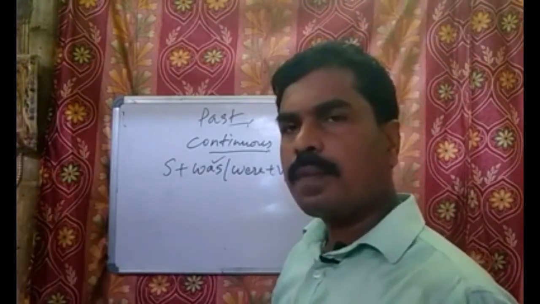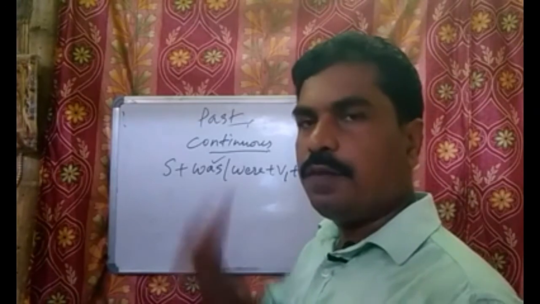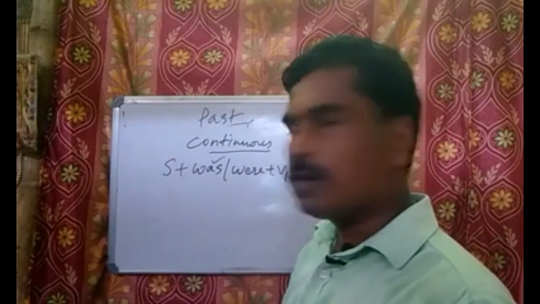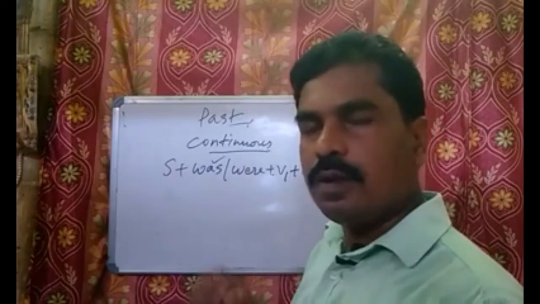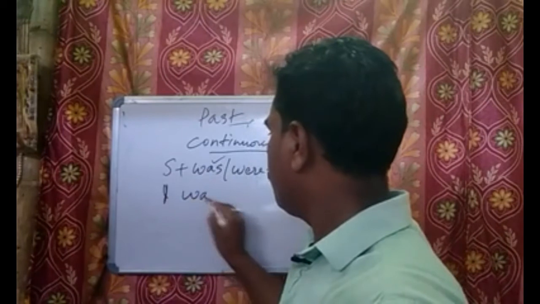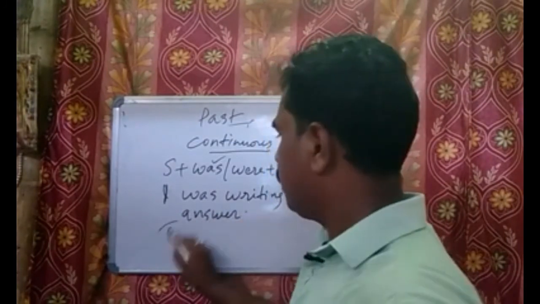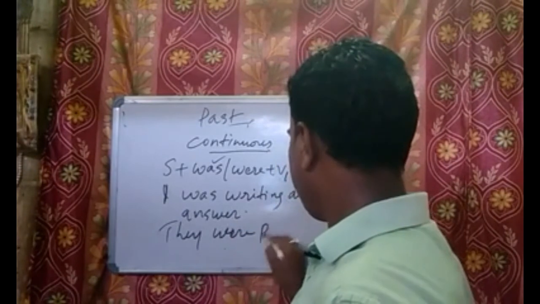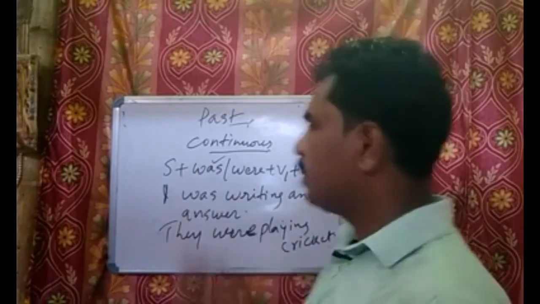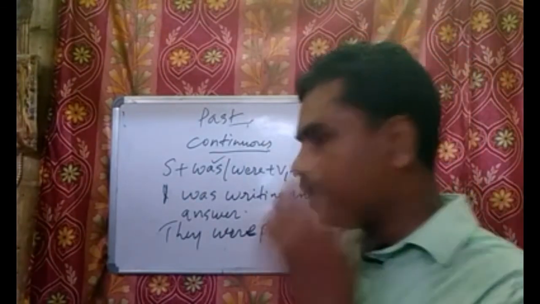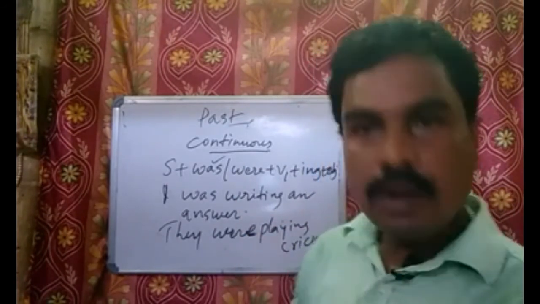For example, I was doing a work. I was visiting someone. They were visiting someone. Okay, they were going for a picnic. I was doing some work. So see the subject. If the subject is singular, use was. If the subject is plural, use were. Don't make mistakes when you write a sentence. I was writing an answer. They were playing cricket. Okay, so remember the structure: subject plus was or were plus the ing form of the verb plus object. If the sentence is in that structure, you can understand that the sentence is written in past continuous tense.